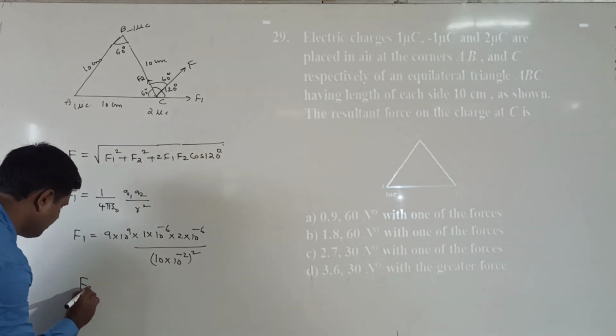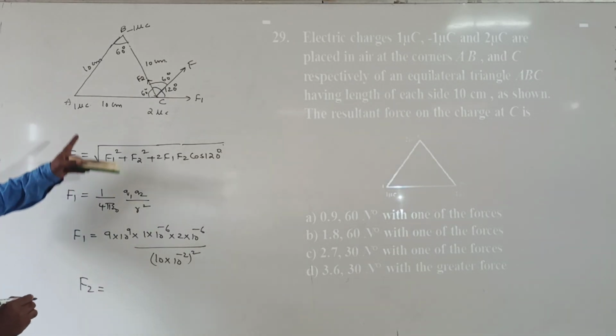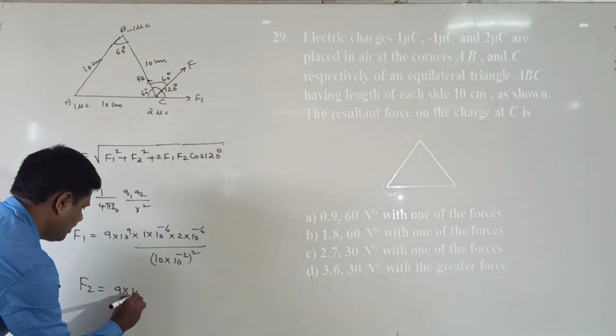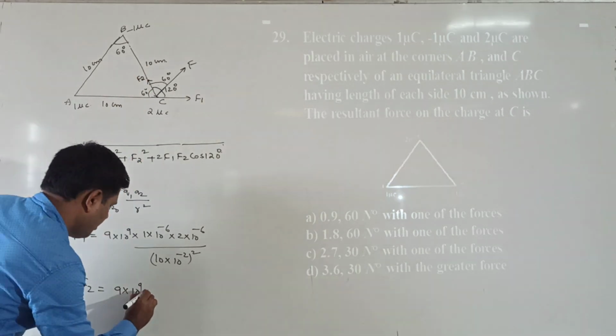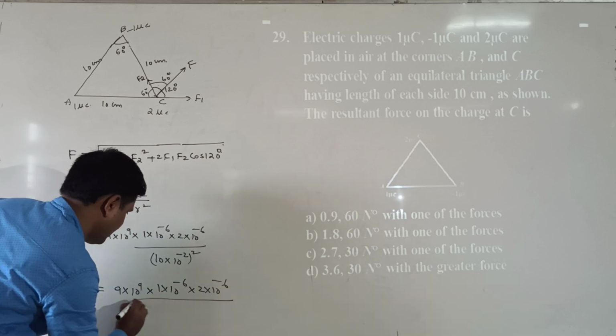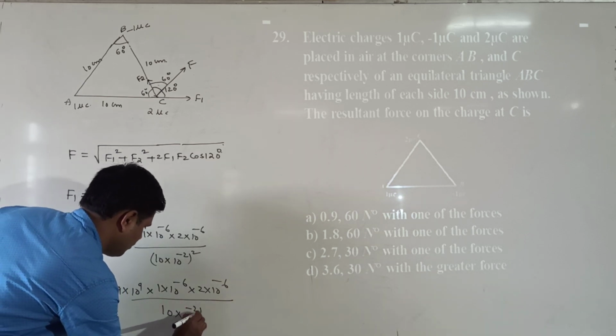Now next we find F2. F2 is also the same, the force between 1 microcoulomb and 2 microcoulomb. We get the same value. 9 into 10 power 9, the distance is the same, 10 centimeter. Here 1 into 10 power of minus 6 into 2 into 10 power of minus 6 by 10 into 10 power of minus 2 whole square.